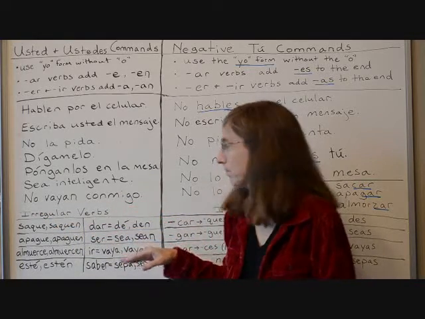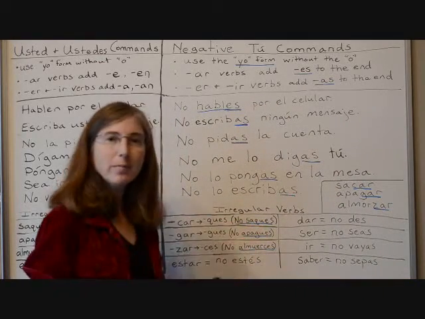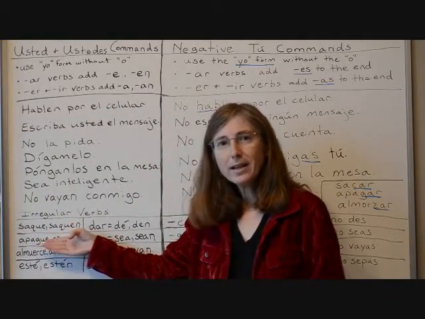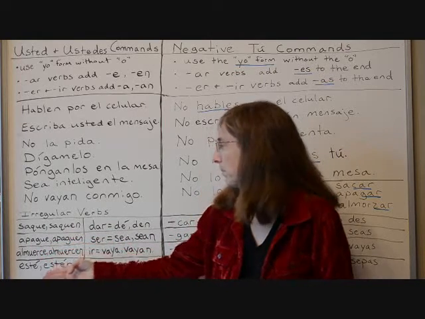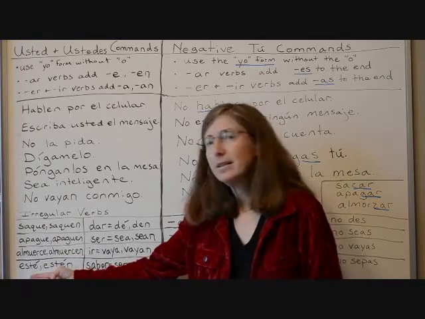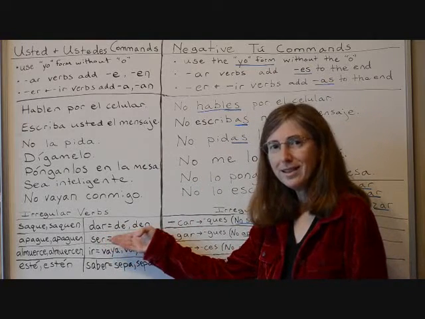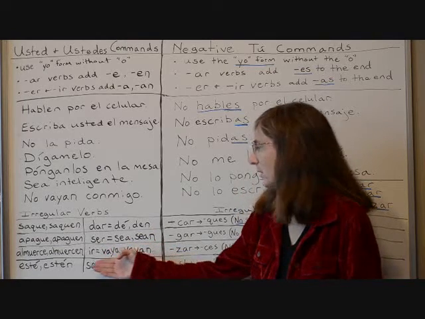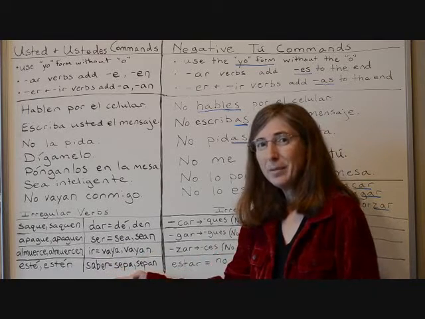Don't go with me. And as in the negative tú forms, the same verbs are irregular in the usted and ustedes forms. So sacar would be saque or saquen. Apagar would be apague o apaguen. Almorzar would be almuerce o almuercen. Estar would be esté o estén. Dar is dé or den. Ser, sea, sean. Ir, vaya, vayan. Saber, sepa, sepan.